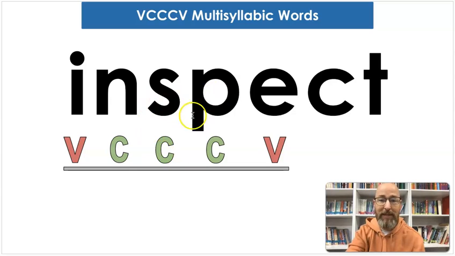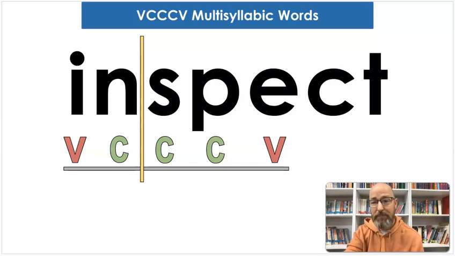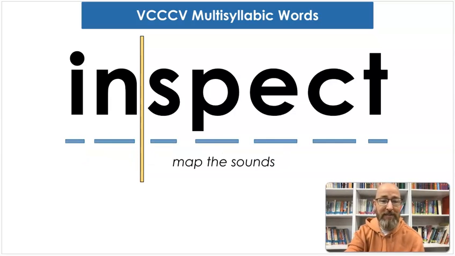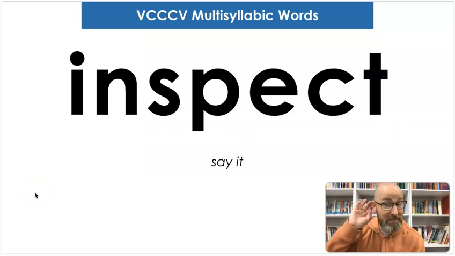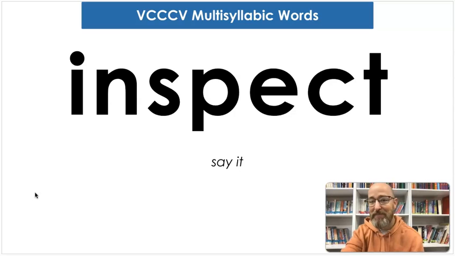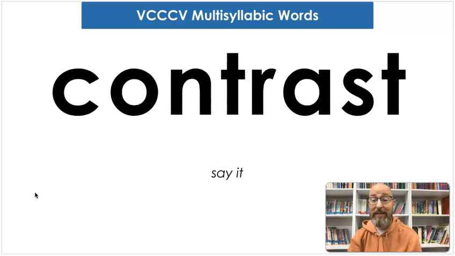I see another blend here, SP. So it lets me know that line is probably going to go after that N. So draw your line there. And let's try and sound it out. Inspect. Put it together. What's our word? Inspect. Our next word is contrast. Say contrast.